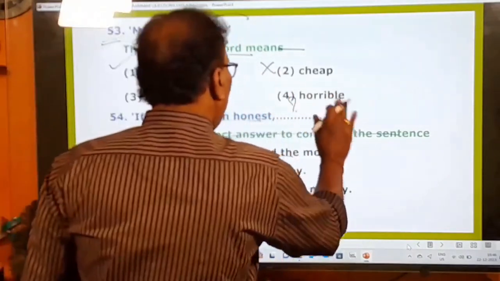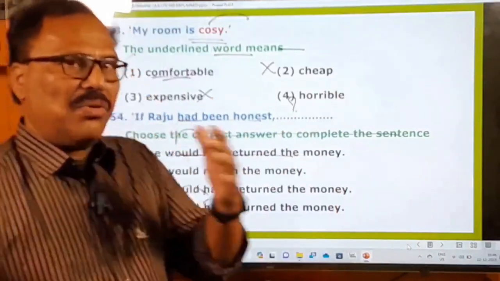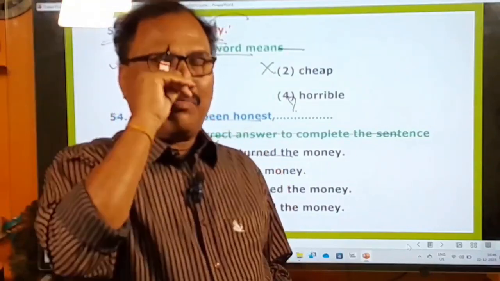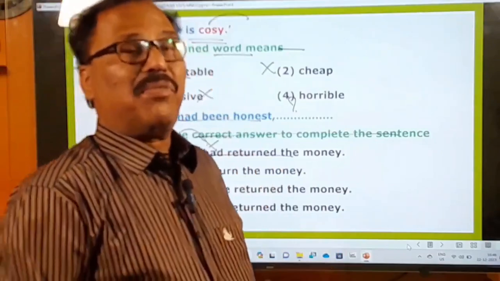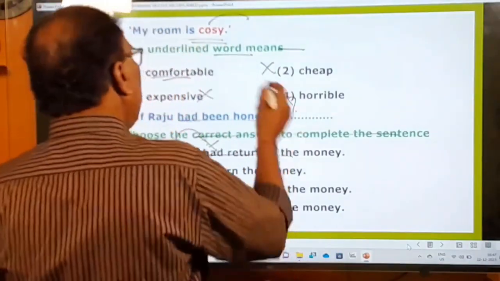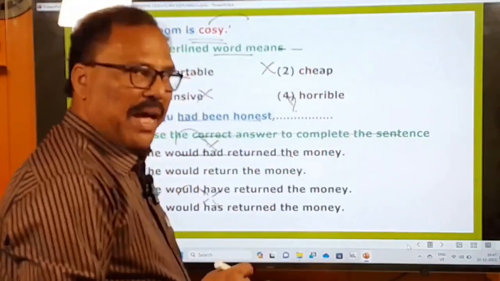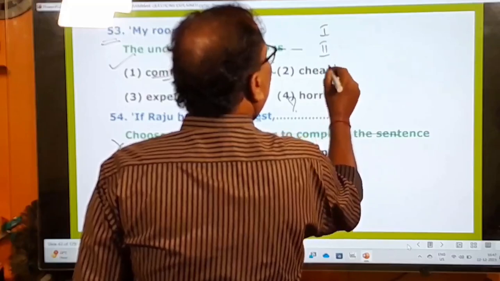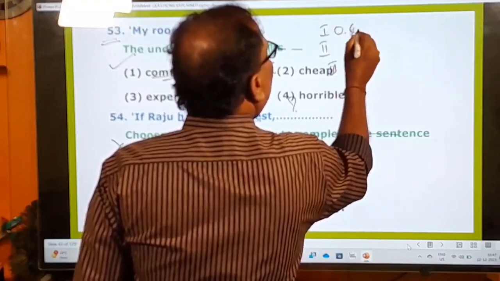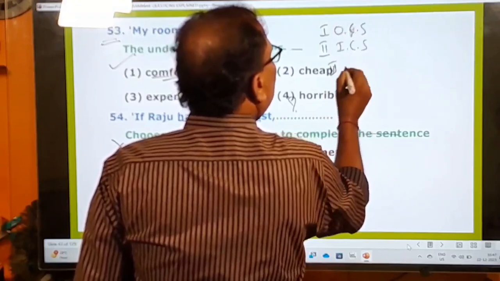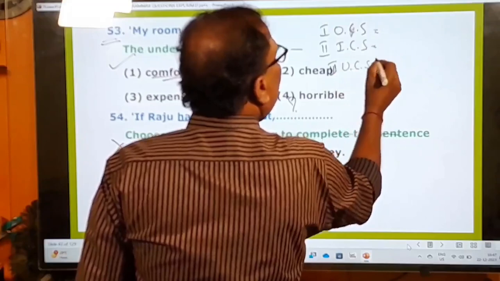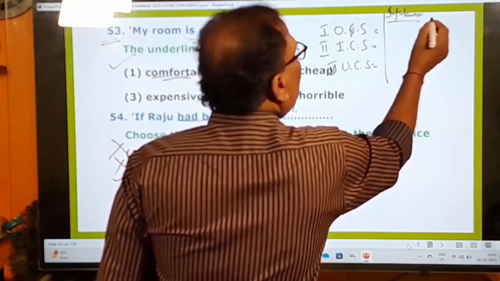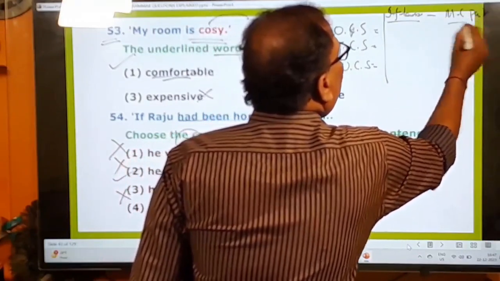Why? Here you need to know something about the conditional sentences. We have three kinds of conditional sentences: open conditional sentences, impossible conditional sentences, unfulfilled conditional sentences. Each conditional sentence has its own pattern. In all these conditional sentences, there will be two parts: the if clause part and the main clause part.